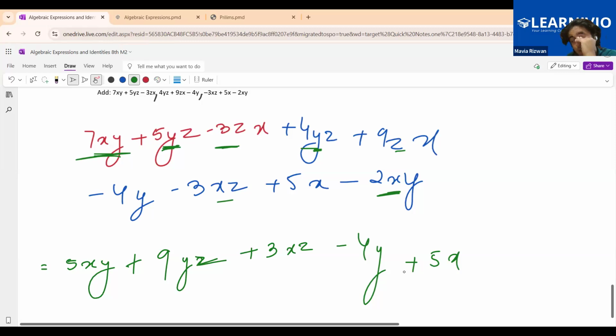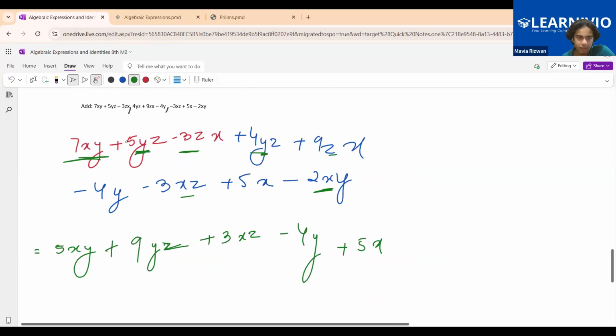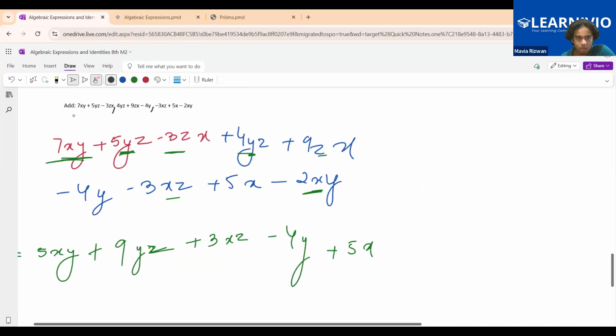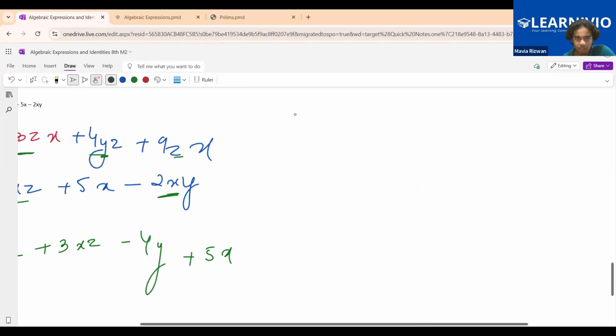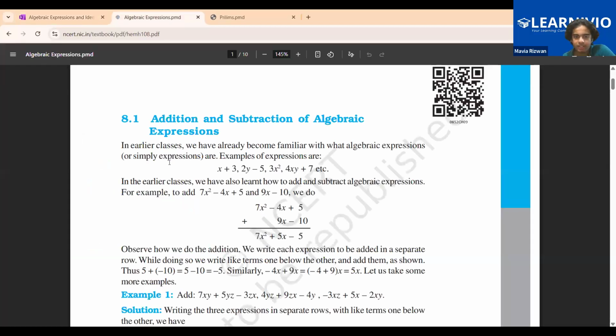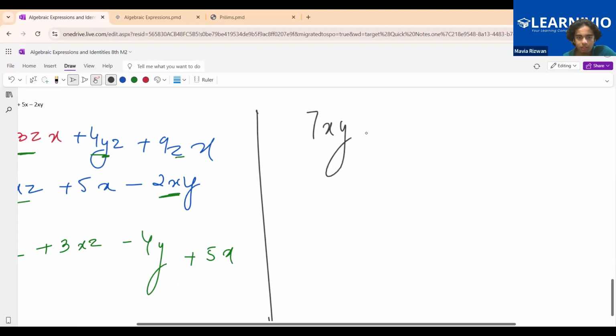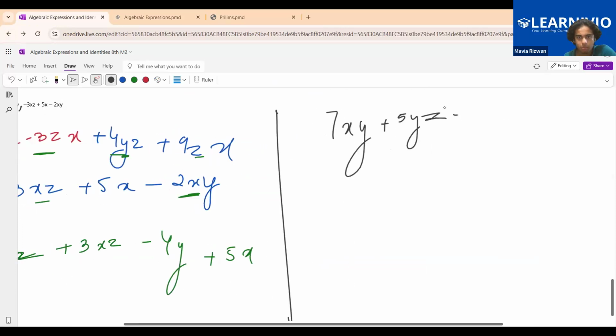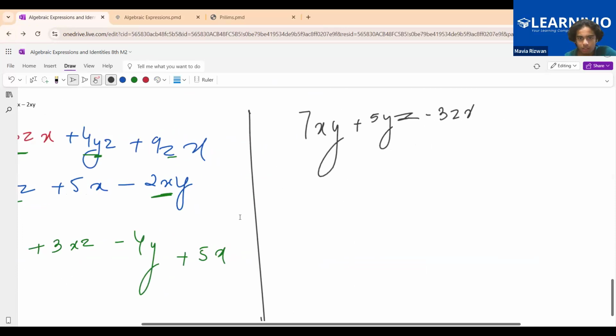No, sir. Okay. Guys, let me tell you one more method that might be helpful for you. Some students find this way helpful, some students find that way helpful. Whatever way you find, okay, I'll tell you that way also. Right, this is 7xy plus 5yz minus 3zx. So 7xy, 5yz, minus 3zx, written in rows.